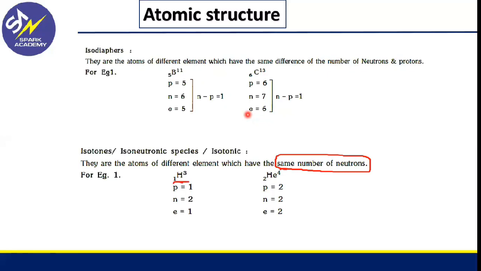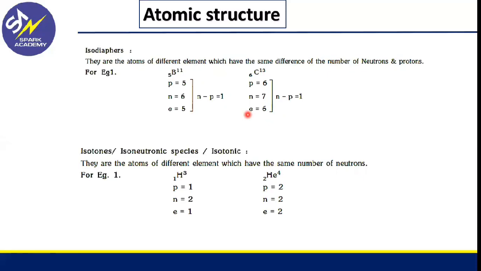So for example, if we look here, these two are isotones. The number of protons is 1 here, and the number of protons is 2 here. So the electron will be 1 and the electron will be 2. Whereas neutrons, if you see, 3 minus 1, 2, and 4 minus 2, 2. The neutrons are equal, so they are called isotones. This might happen based on the mass numbers of them.